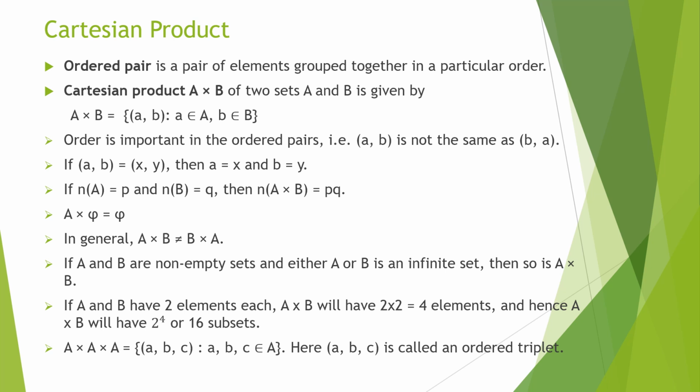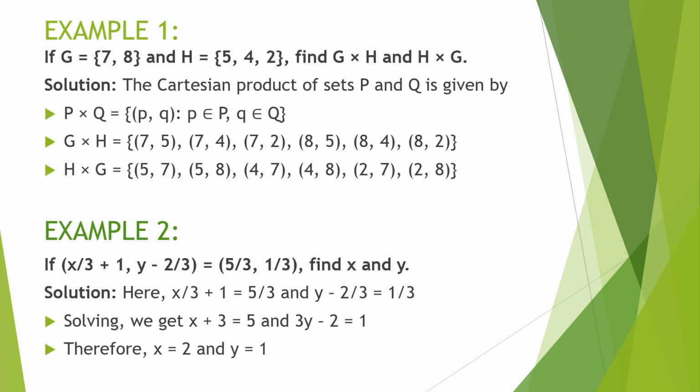If you have three same sets A, A and A, then the Cartesian product A cross A cross A is given by the set of ordered triplets (a, b, c) such that a, b and c belong to A. In this chapter, examples are important, so we'll do different types of examples.